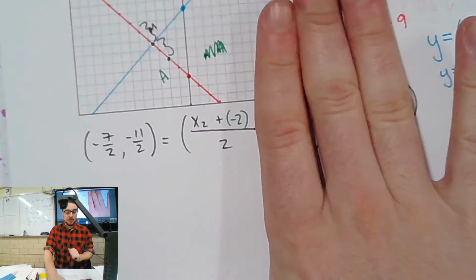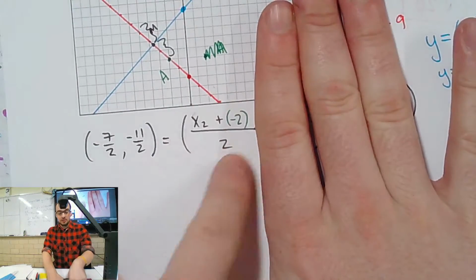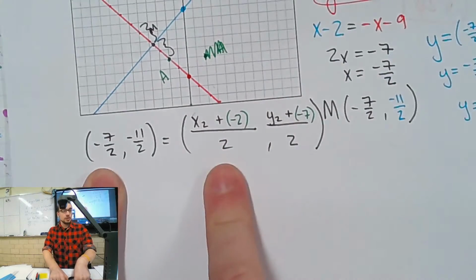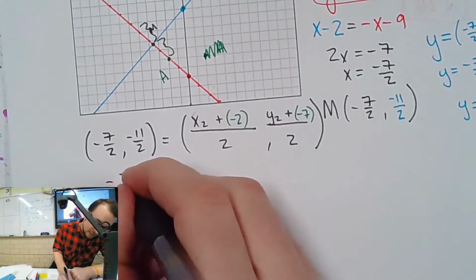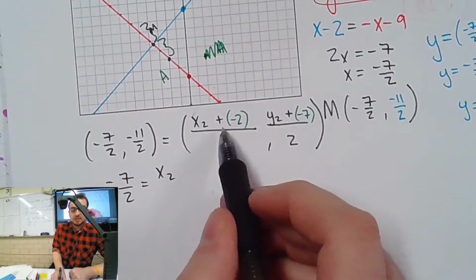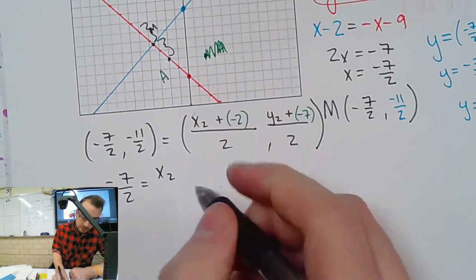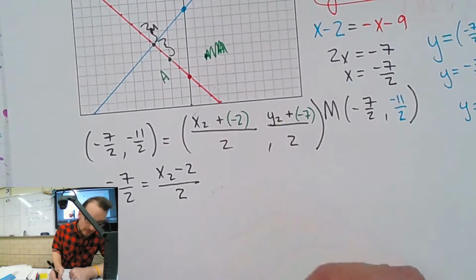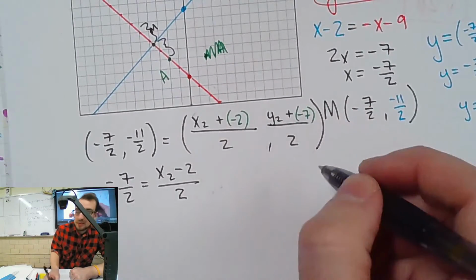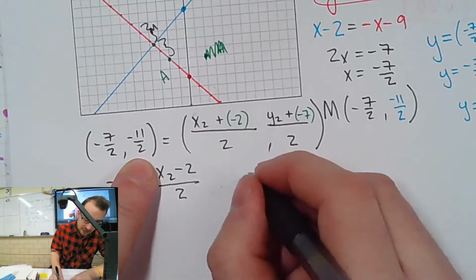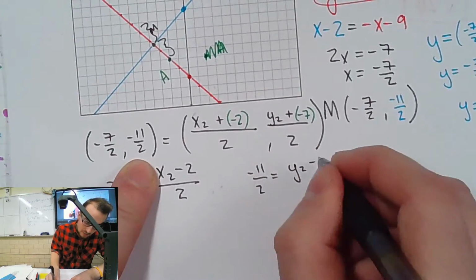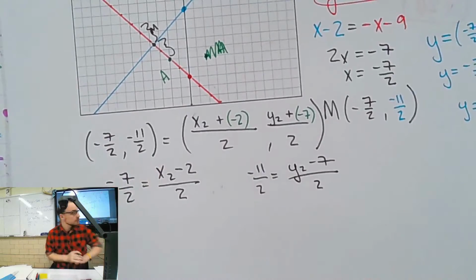So ignore this part for now. We know that this part here should get us -7 halves, right? So they equal each other. So I'm going to write that. -7 halves should equal X2 plus -2. What's a better way to write plus a -2? Just minus 2. We also know that this part right here, Y2 plus a -7/2, should equal -11 halves. So I'm going to write that. And of course, the easier way to write that is Y2 - 7/2.